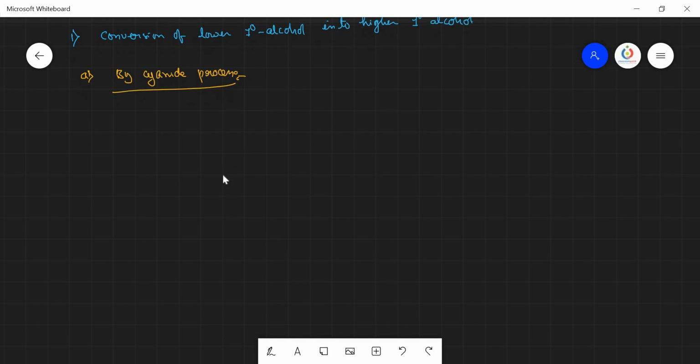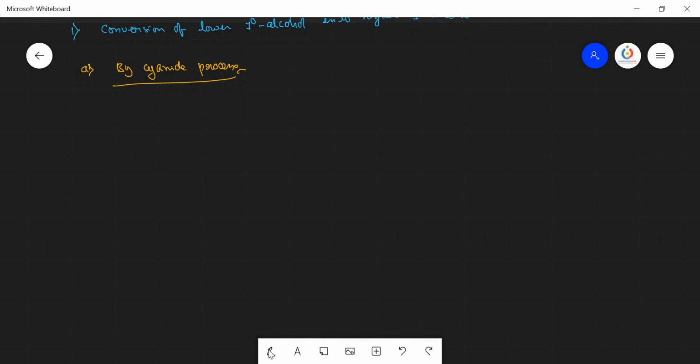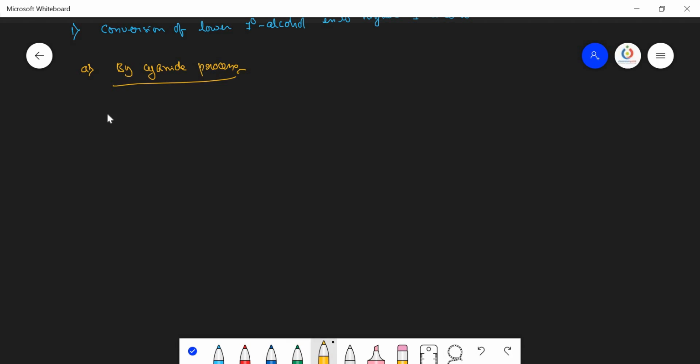So in this cyanide process, let us take an example, some lower alcohol, that is RCH2OH. To this you just add phosphorus with I2 or PCl3, PBr, whatever it may be. But iodine is a good nucleophile and a good leaving group, so we always use phosphorus and iodine. Why? Because it can easily be removed by the cyanide, as it is a good leaving group.